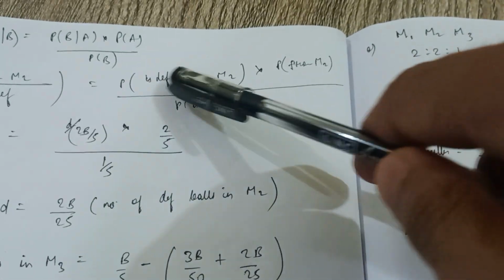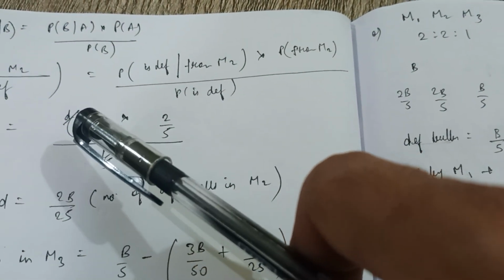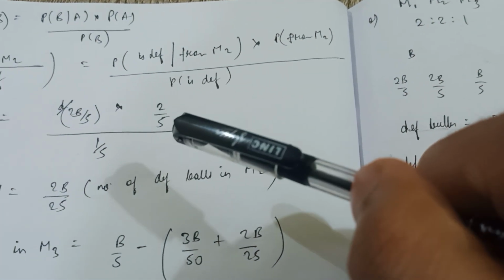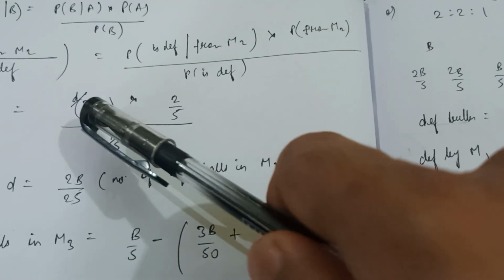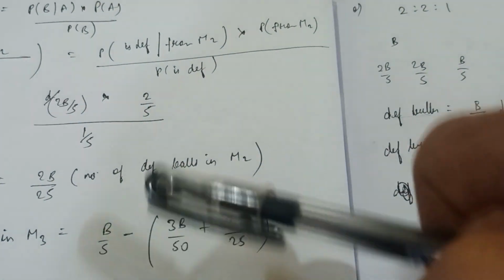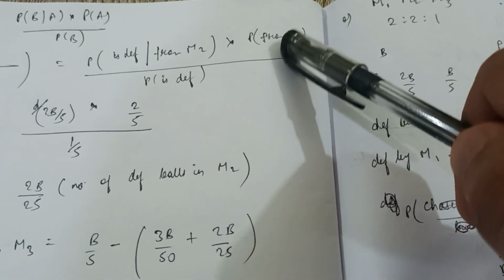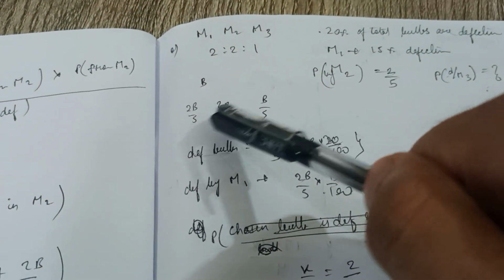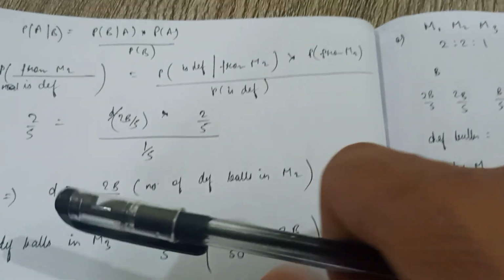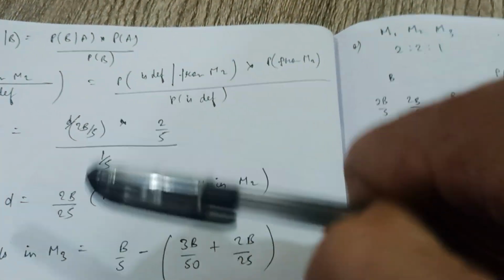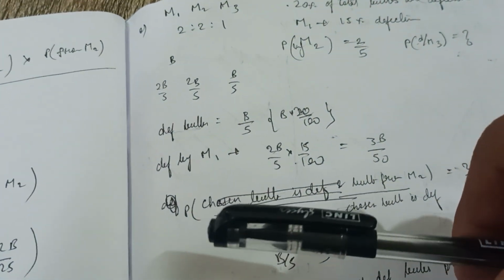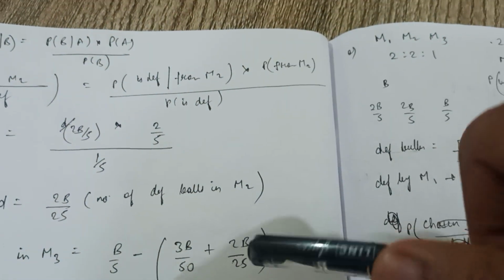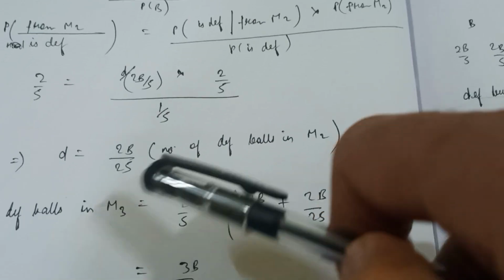So this numerator expression can be written as: the number of defective bulbs we can assume as D in M2, and the total number of M2 bulbs is 2B by 5. So the probability that it is defective will be D upon 2B by 5, into the probability that the bulb is from M2, which is 2 by 5, because of the ratio of the number of bulbs produced. In the denominator we have the probability that the bulb is defective. We are given that 20% of the total bulbs are defective, so the probability is 1 by 5.